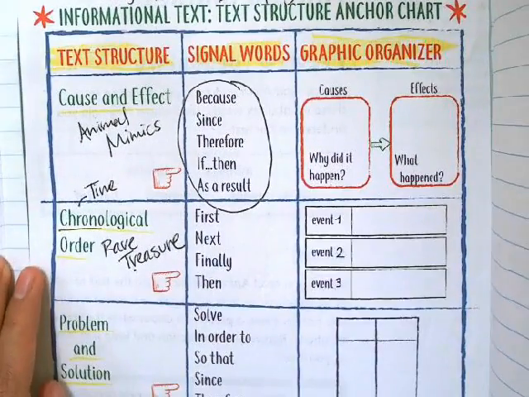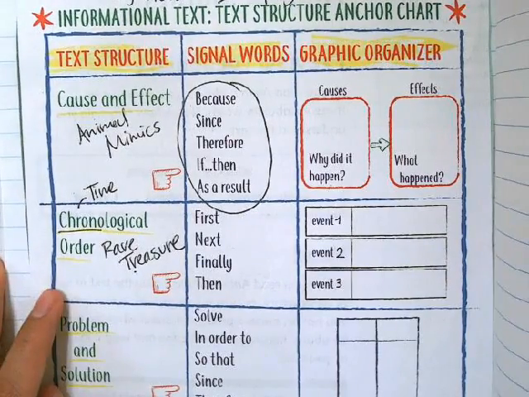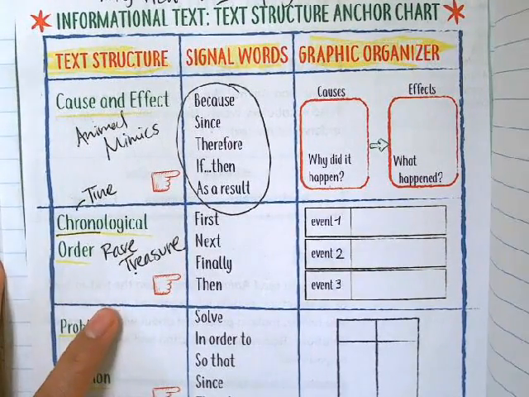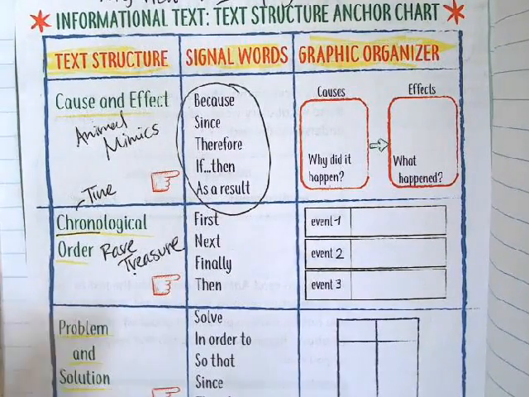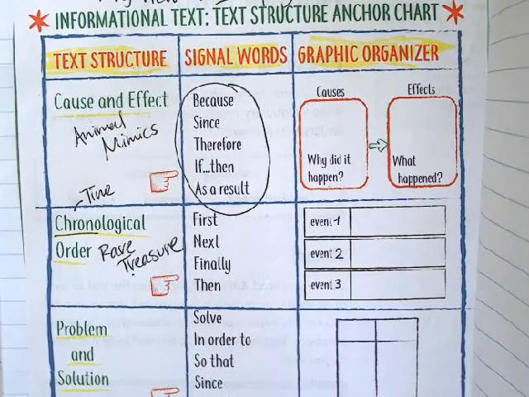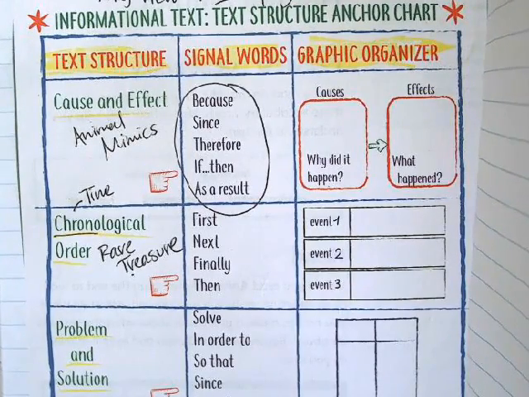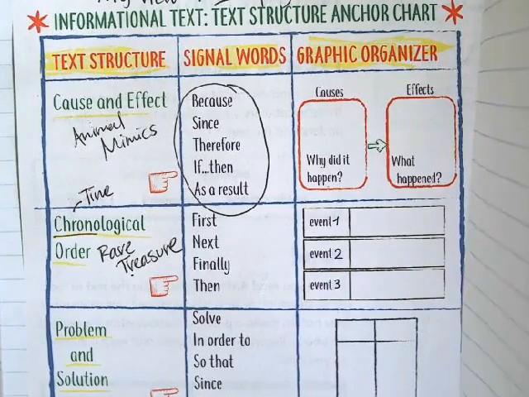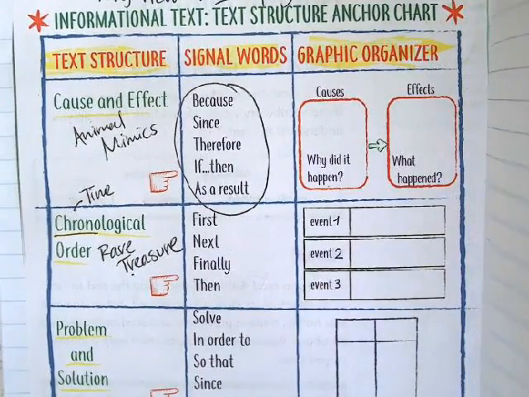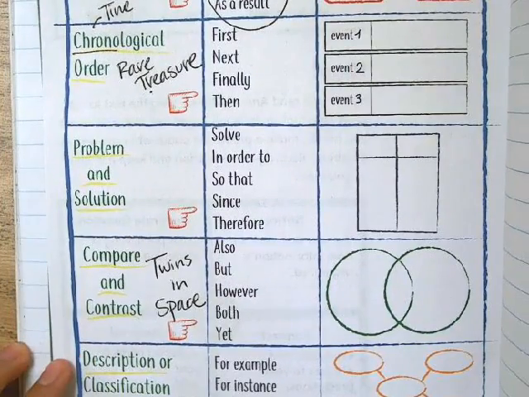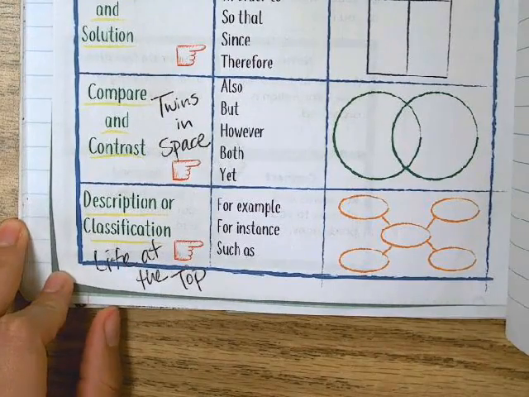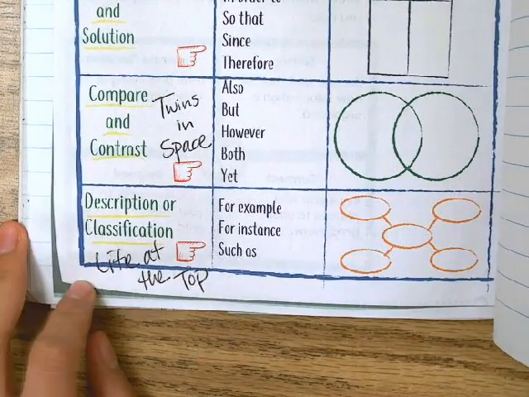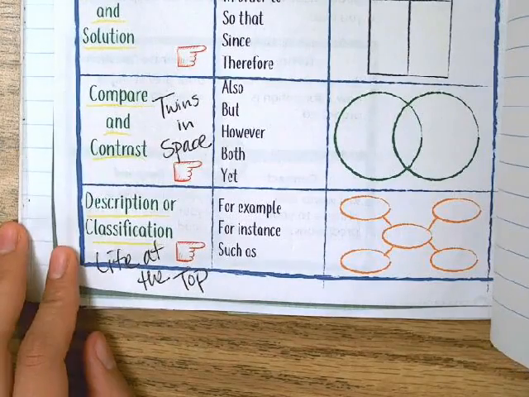And we already saw a type of chronological order in Rare and Treasure when we were looking at the biography of Mary Anning. We also saw the autobiography of Buzz, the other astronaut that we saw, and that was another type of chronological order. Then we have compare and contrast, that was more like Twins in Space, and the description or classification would be Life at the Top. Okay, the one that we read last week.